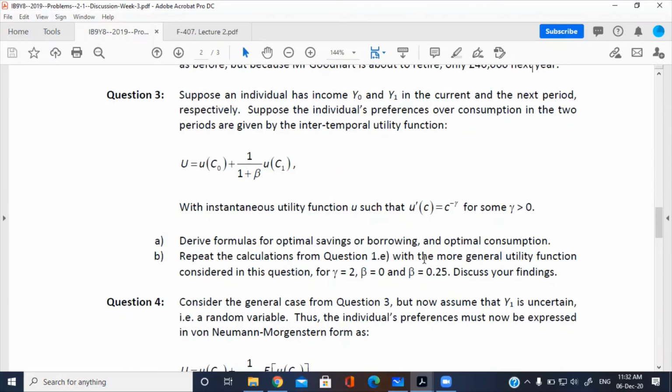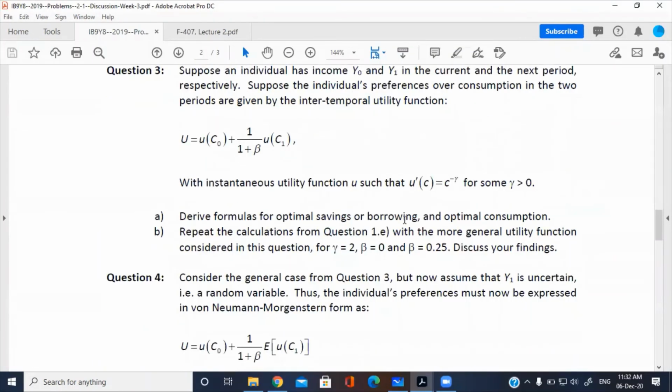What we are talking about here is some quantitative formulation of risk tolerance. There are ways to express your risk tolerance in terms of some monetary number, in terms of some qualitative statement, and here you are representing your risk tolerance parameter in terms of some mathematical notation. So what is our problem here? Derive formulas for optimal savings or borrowing and optimal consumption.